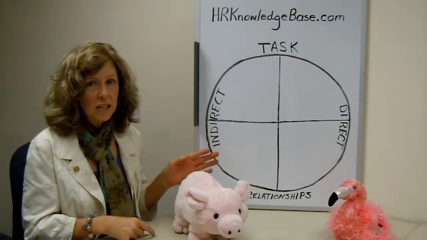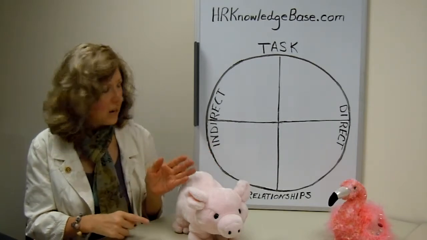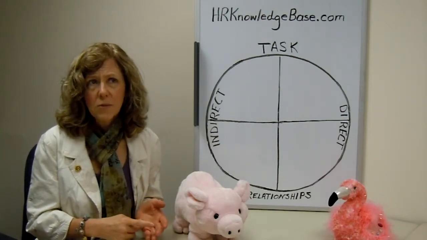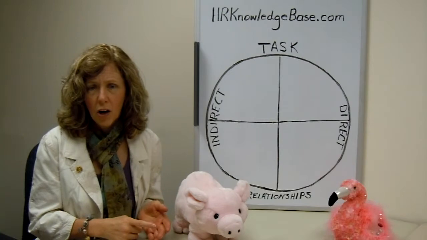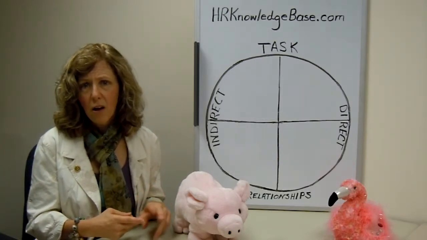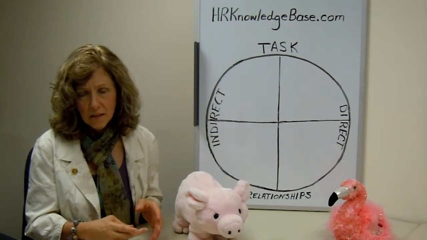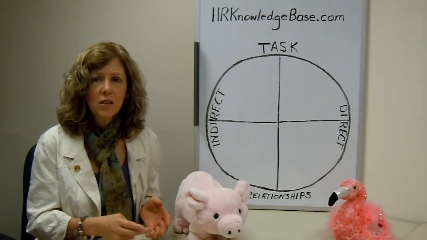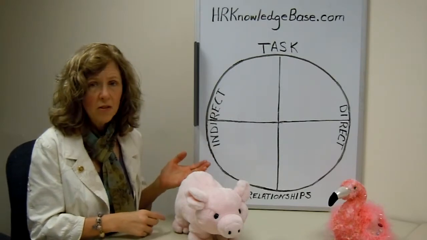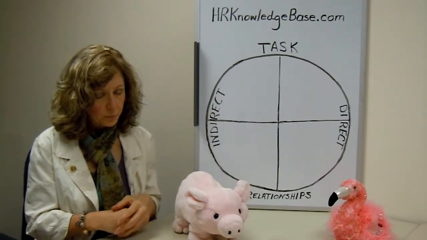The first distinction is between task and relationship. When you think of this, think of a task person as somebody who might come to work, go immediately into their cubicle or their office, and do their email, their voicemail, their to-do list. The relationship person would tend to want to kibitz at the water cooler. Now the next distinction is whether they're direct or indirect.